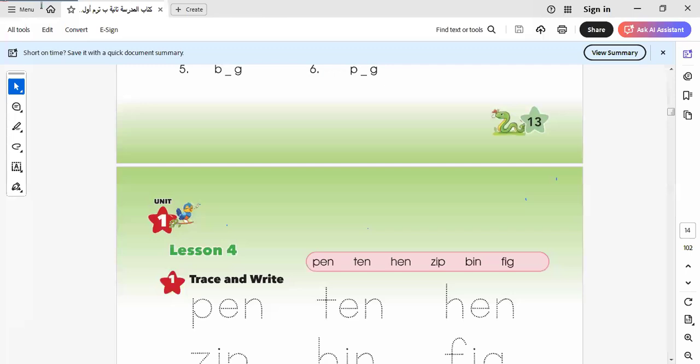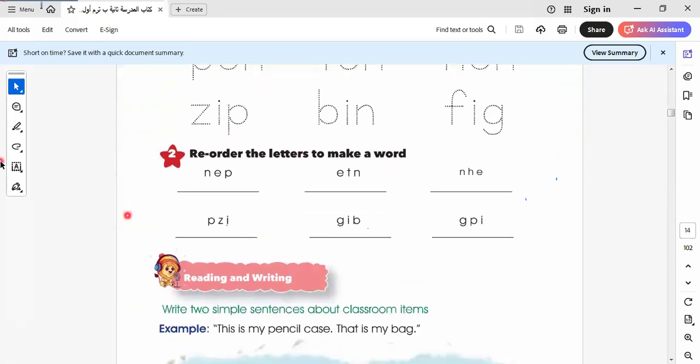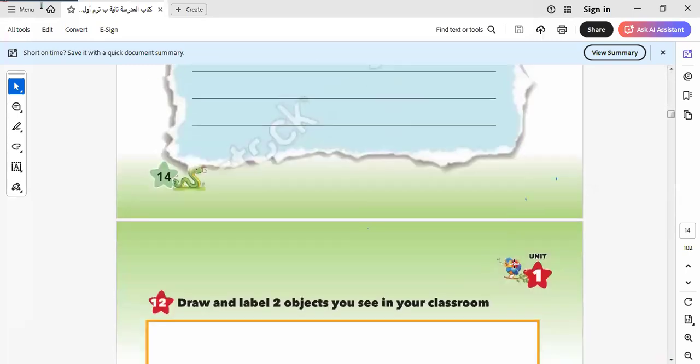Here are the words I will repeat again to trace: pin, tin, hen, zip, pin, fig. Let me answer two of them and I will leave the rest for you to do by yourself as homework. Here is pin and here is zip. I will leave the rest for you as homework. Let's go because I don't want to make the video long.